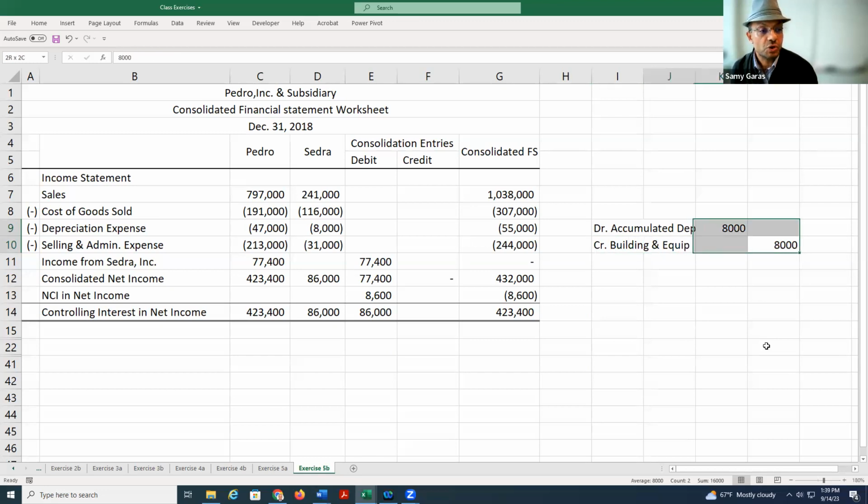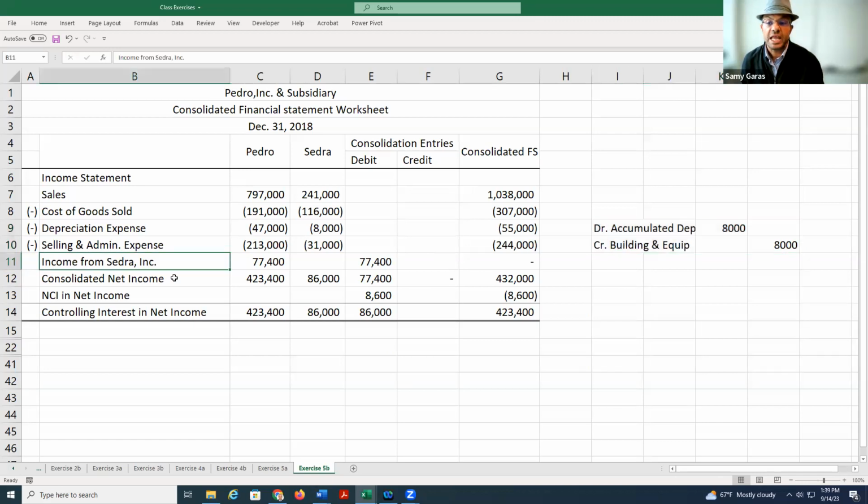So those two accounts do not exist in the income statement. They exist in the balance sheet. So when I come to the balance sheet, I will close it off. But in the meantime, I will leave it in the income statement. And then for the selling and admin, we add them together. For the income from Sidra company, it was here, credit because it's income. Then I will make it debit to close them off and make them zero.